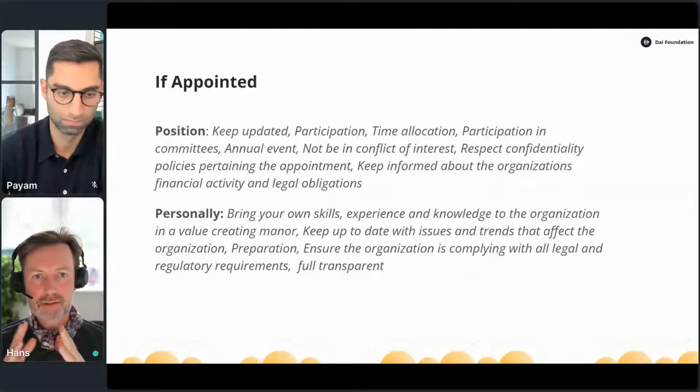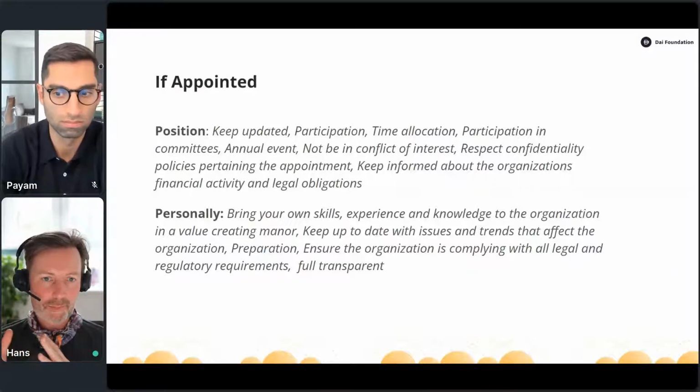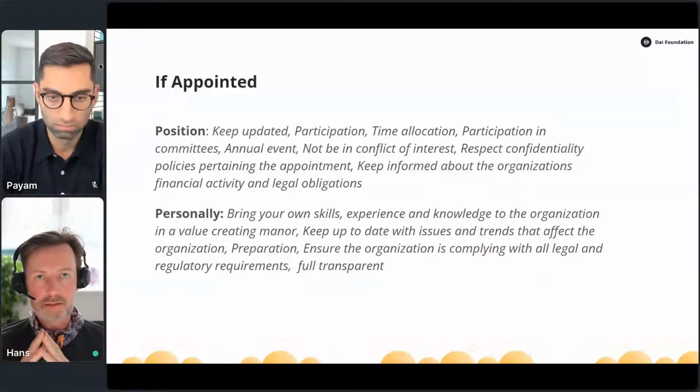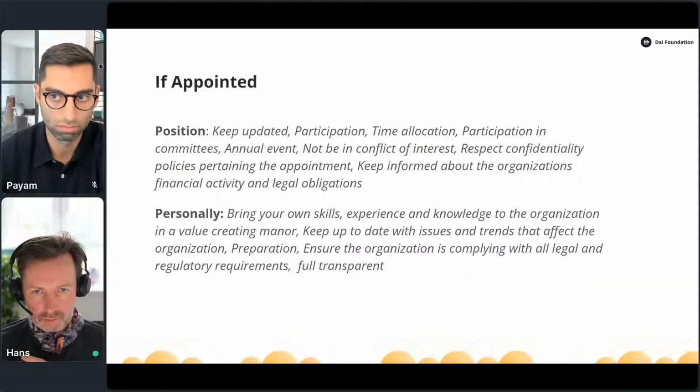But the Dai Foundation, ideally over time, should be less and less active, because it's also a signal of what's happening in the community, and whether there is actually something to be aware of. We're also saying here, experience and knowledge to the organization.